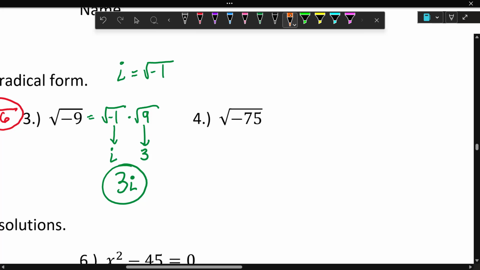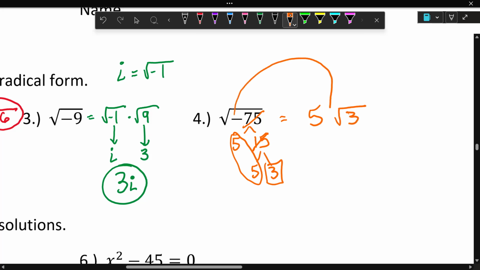So similar with number 4. Now 75 is not a perfect square. Okay, so we'll break down 75. We won't worry about the negative yet. So we got 5 and 15. 5 is prime. 15 breaks up into 5 and 3. Both of those are prime. So we have a pair of 5's. We have this 3 left over, and that negative is going to give us an i answer there. So that's how we can just deal with the negative, make it i, and then just simplify like we've been simplifying otherwise.